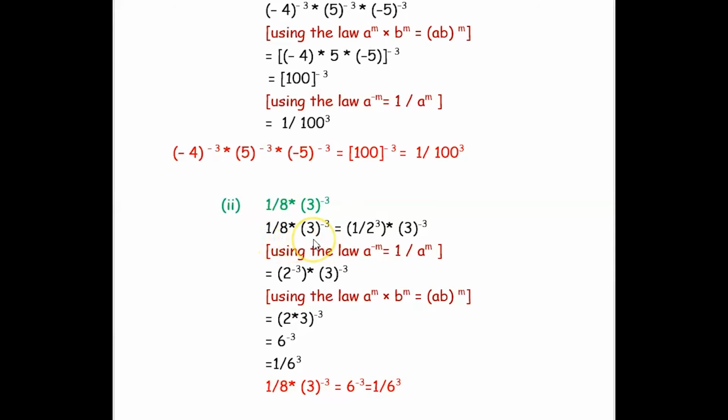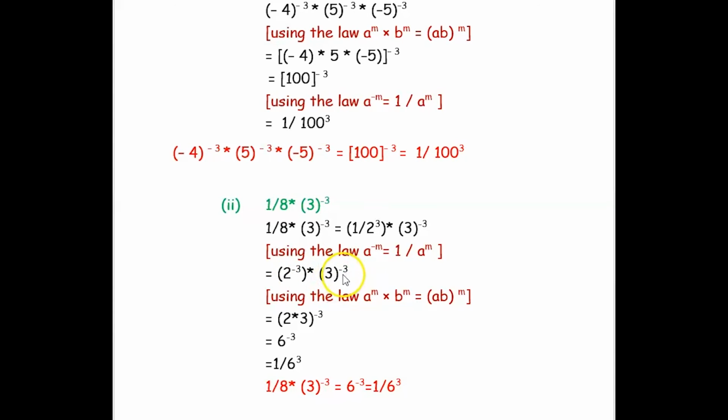So we can rewrite 1 divided by 8 into 3^-3 as 1 divided by 2^3 into 3^-3, where 8 is replaced by 2^3. By using the law a^-m equals 1 divided by a^m, 1 divided by 2^3 is in the form 1 divided by a^m, which can be written as 2 raised to the power of -3, that is a^-m. So our equation will become 2^-3 into 3^-3.